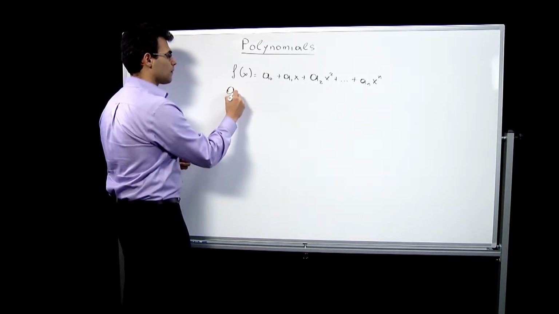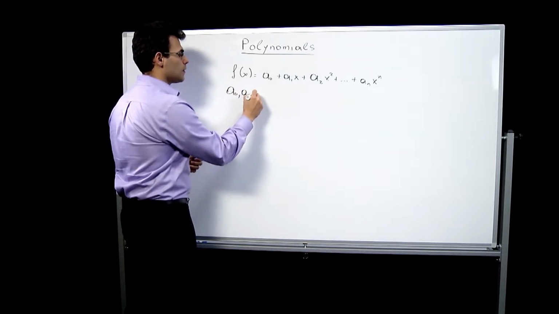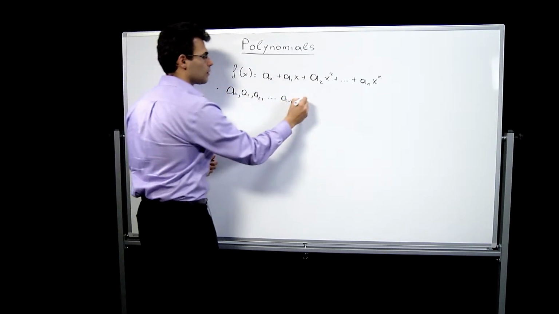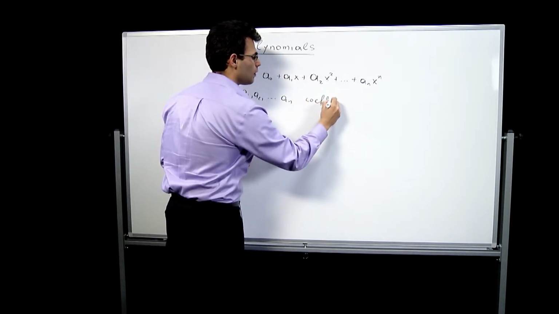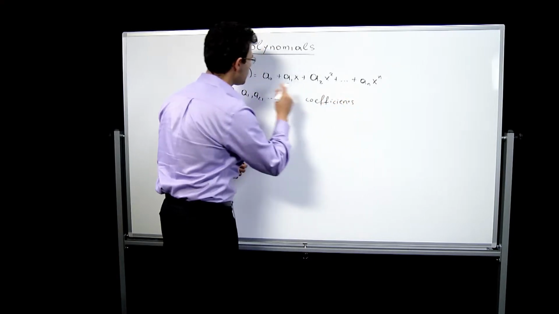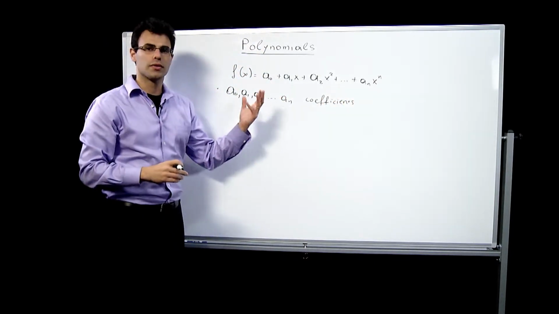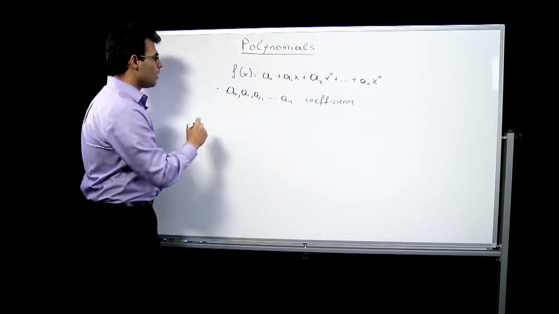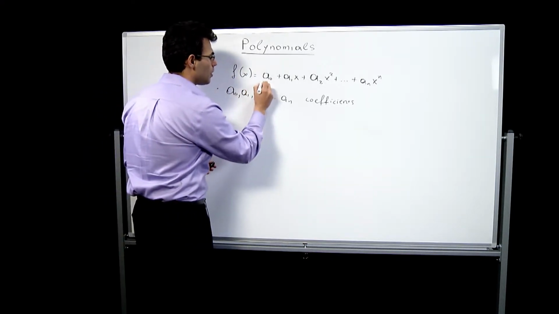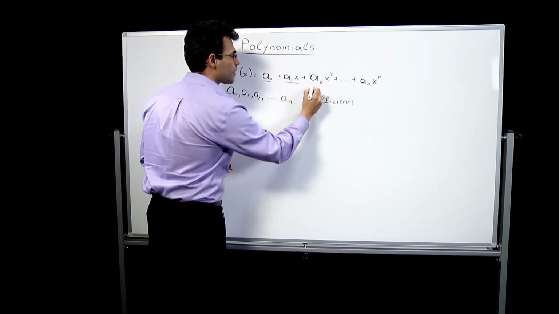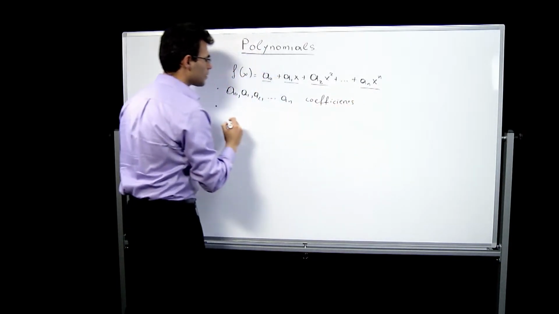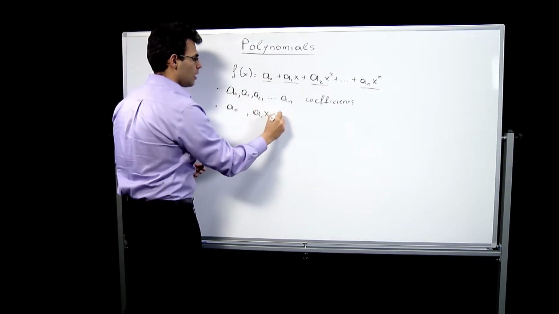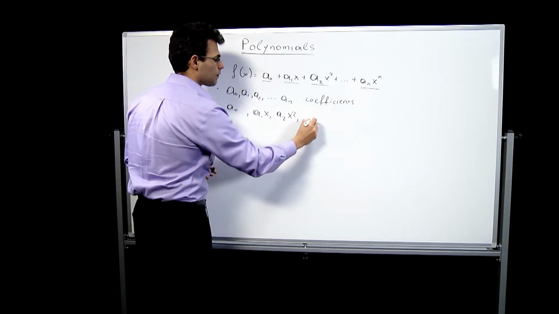So a0, a1, a2, and this continues on all the way up to an. These are called the coefficients. And these are basically constant numbers like 1, 2, 3, but also they could be 0.5, 0.6, and even negatives, all right? Each individual part here, the a0, the a1x, a2x squared, and so on, these are the terms of the polynomial. So a0 is a term, a1x is a term, a2x squared is a term, and so on.